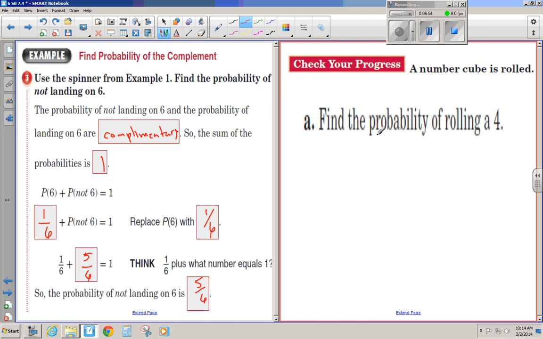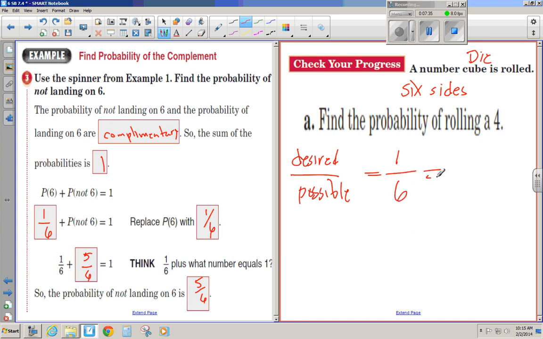All right, let's find the probability when a number cube is rolled. Find the probability of rolling a 4. A number cube has 6 sides. It's basically a die. So, desirable over possible. Well, the desired number is a 4, and there should be 1 of the 4s. Over possible is 6, so your probability is 1/6.